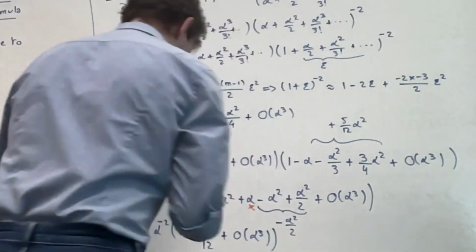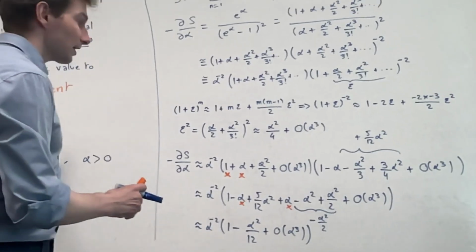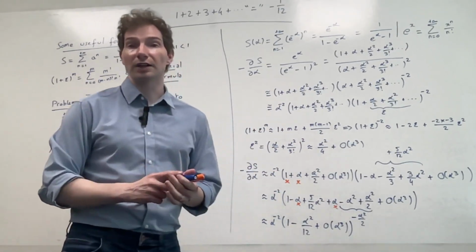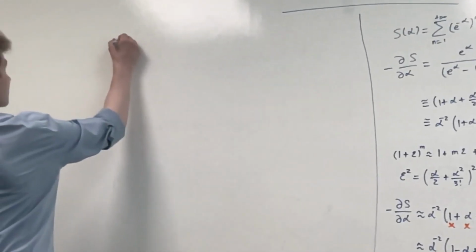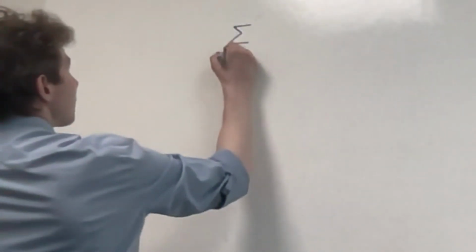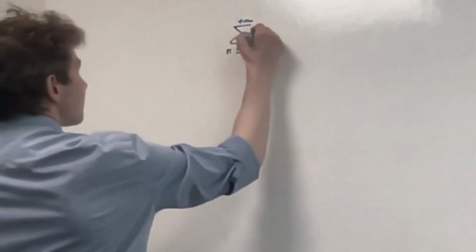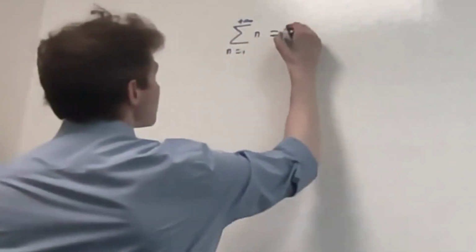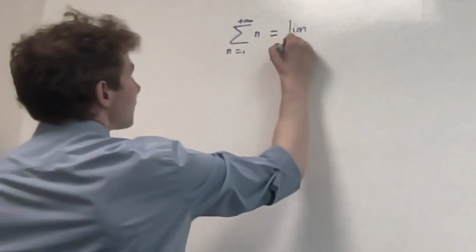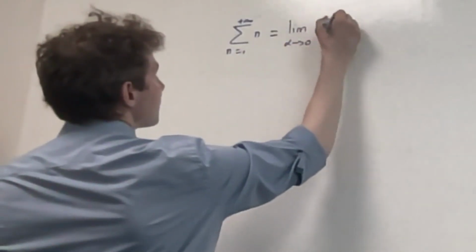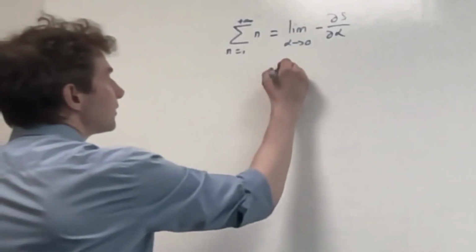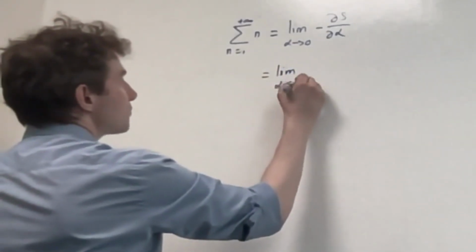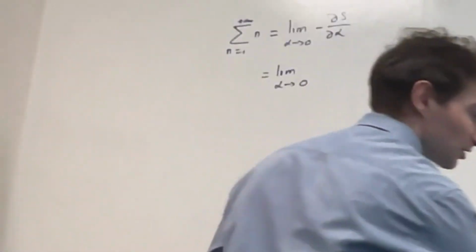Okay, so that's what we have. I'm going to quickly erase on that side, and then we are going to provide a solution to our problem. Okay, so remember that what we want in the end is the following: we've got a sum for n ranging from 1 to plus infinity of n, and we know that this has to be the sum of the limit when alpha tends to 0 of minus dS d alpha. So that's this quantity that we've calculated here. So this is the limit when alpha tends to 0 of this quantity here.